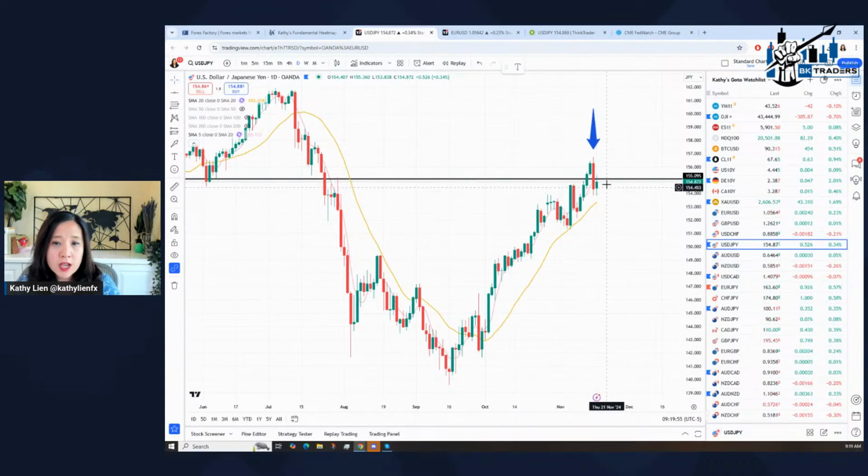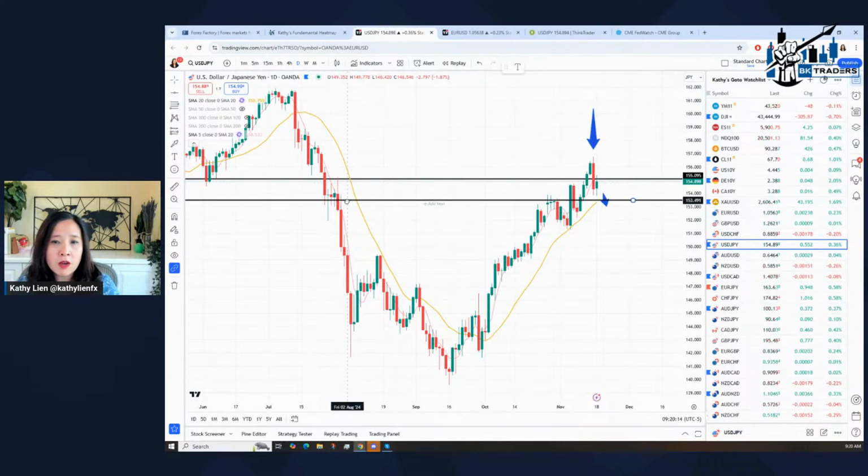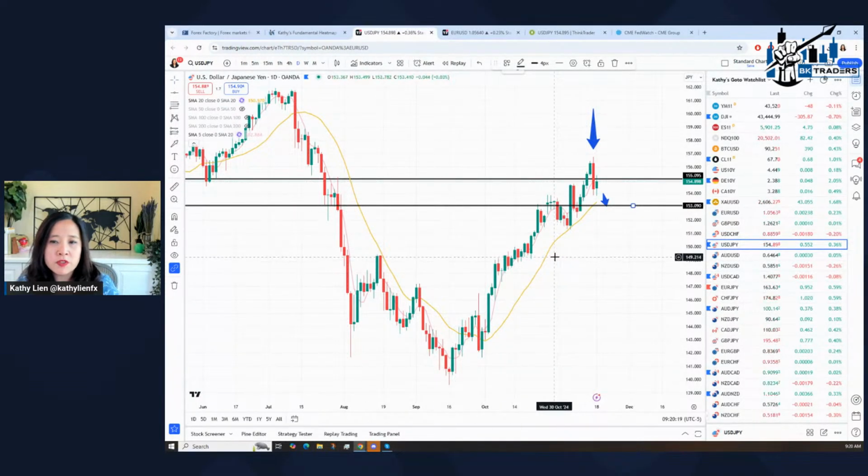Anyway, this tells me that dollar yen could see a deeper correction down to 154 minimally, which is today's low, but that's not too far from here. It's still 88 points. That's a pretty big move. But the more important level that I'm watching is going to be this former breakout point here, 153.